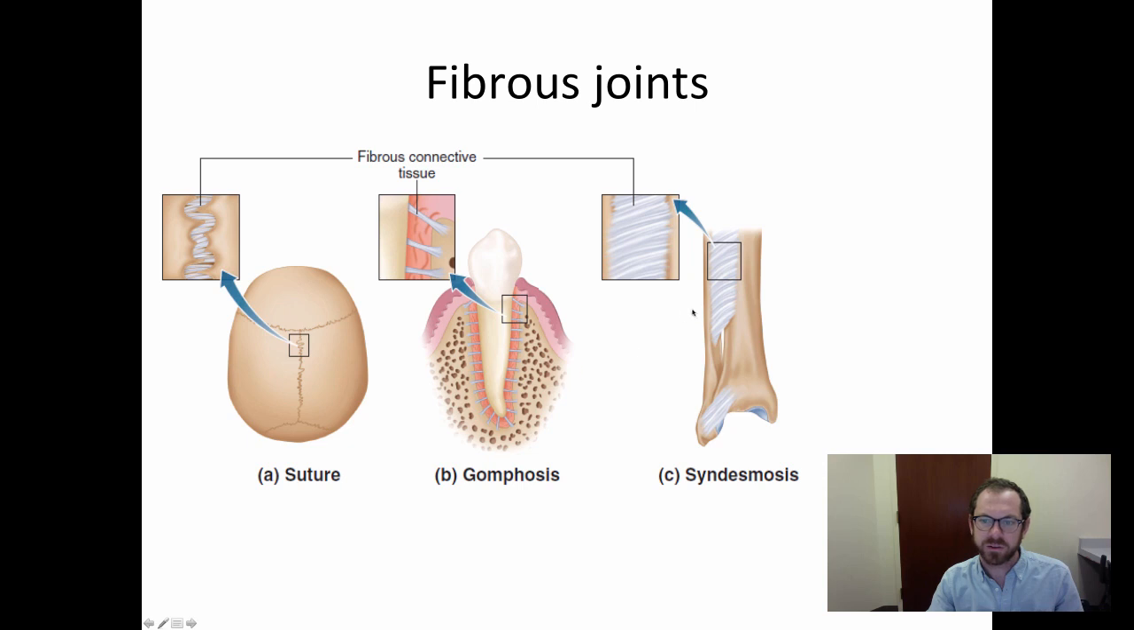And then the third subtype is syndesmosis, and this is when you have two bones that are parallel to each other, and you actually have some connective tissue that is holding those bones in place. So a good example is between your radius and your ulna, as well as between your tibia and your fibula. That's what's shown here.